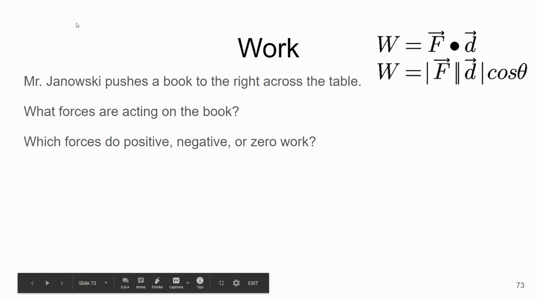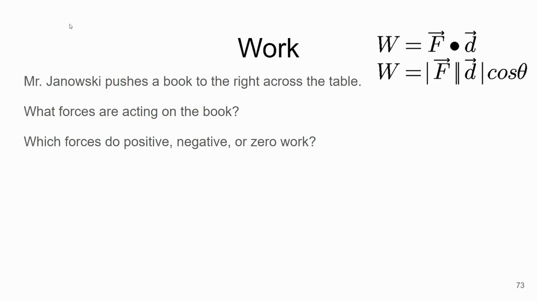Also last year, I talked about pushing a book to the right across the table. What forces are acting on the book? So you do a free body diagram. Force applied, that's me pushing it to the right. There's a force of gravity going down. There's a normal force from the table going up. And if it's not a frictionless table, there would be a force of kinetic friction going to the left.